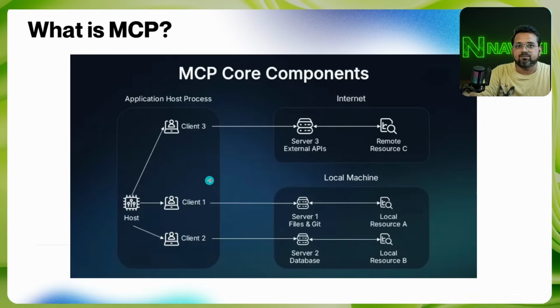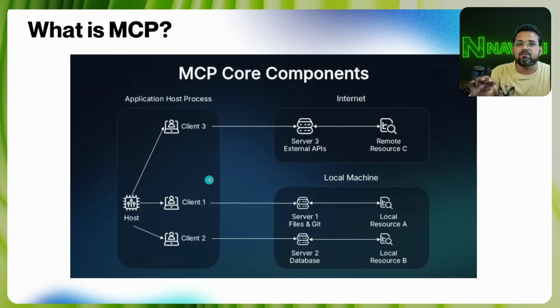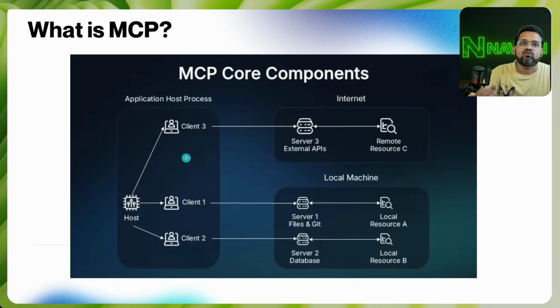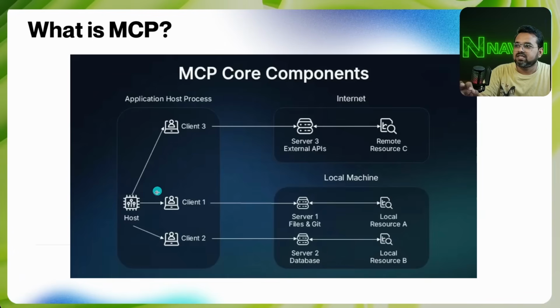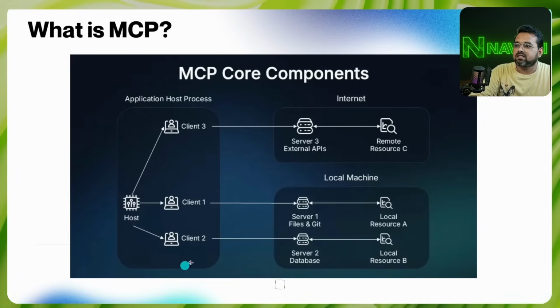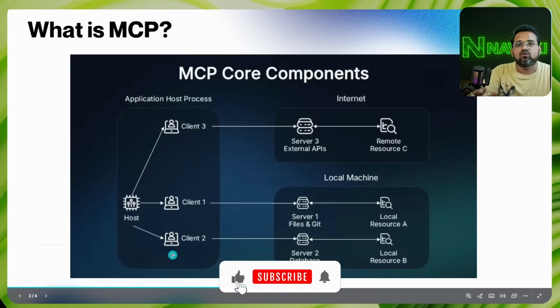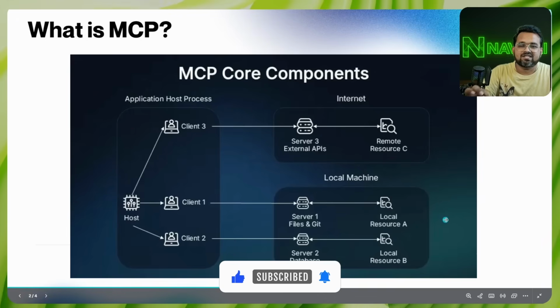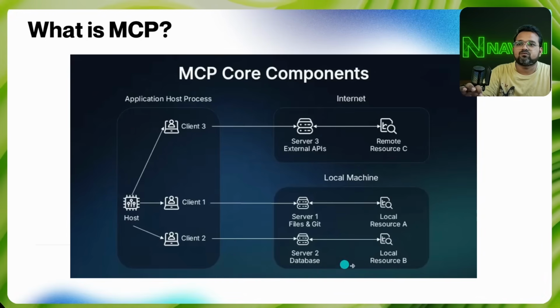One MCP host can establish multiple MCP clients. That means one MCP client can connect to external database services, a second MCP client can connect to third-party services like Google Cloud or Amazon Web Services, and a third MCP client can connect to your local PC to perform read-write operations. And then there are external and remote MCP servers running.